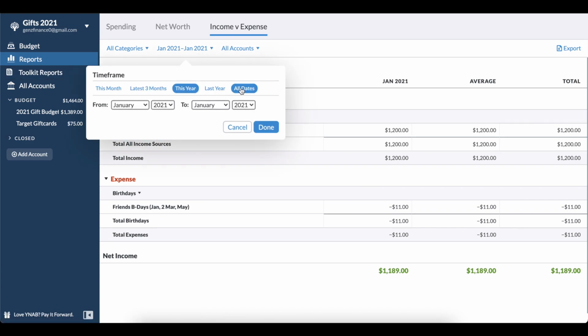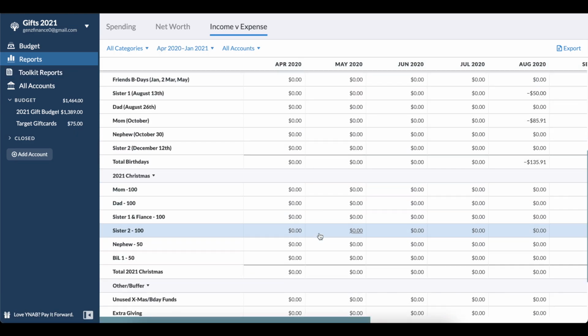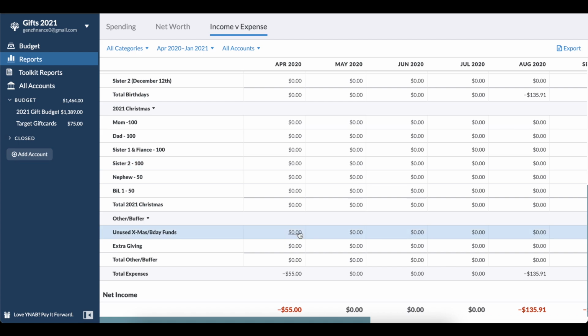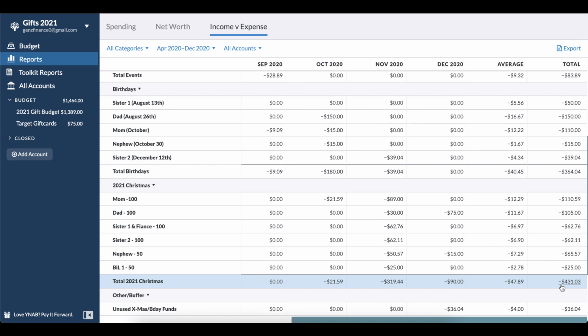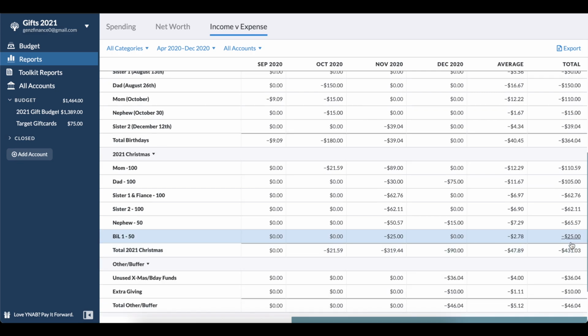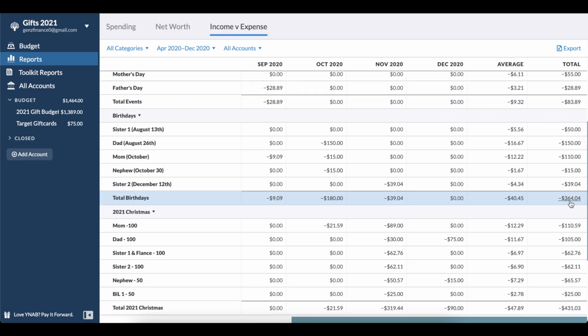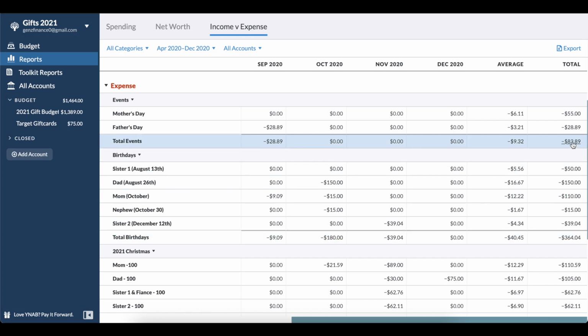And if I look at all dates, it allows me to see exactly how much I'm spending on each event and or person. And so in total, I spent $431 on Christmas in 2020, which, as we already talked about, was a lot less than what I budgeted for. So that's going to be something that's important for me to increase. I spent $364 on birthdays in 2020 and then $83 on Mother's Day and Father's Day combined in 2020.